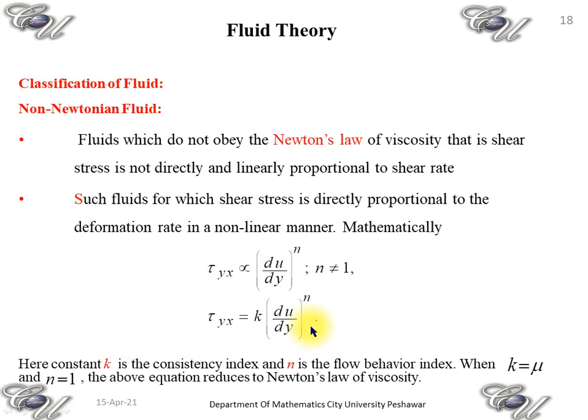Okay, so K is what we call the consistency index, which shows how consistent the fluid is, and n is the fluid behavior index. It shows whether the fluid is Newtonian or non-Newtonian. When K is equal to mu and n is equal to 1, the above equation reduces to Newton's law of viscosity.